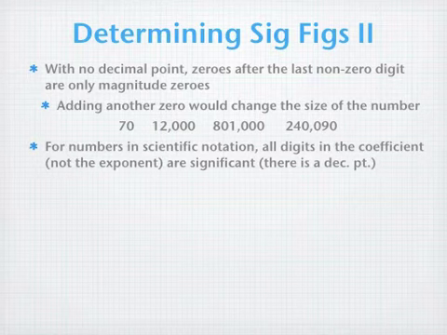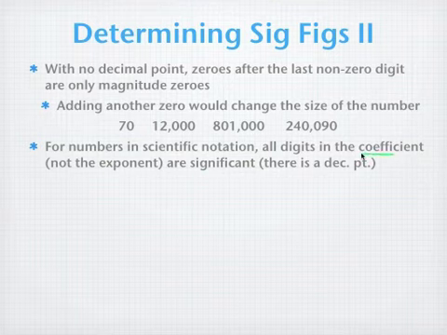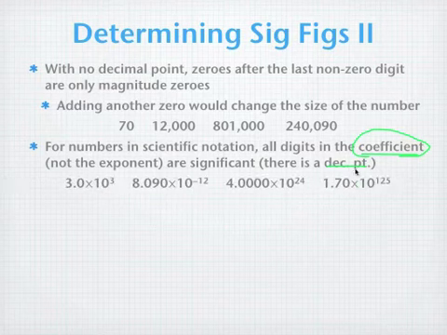Scientific notation makes things really easy. In scientific notation, all digits in the coefficient only. We're going to ignore the exponent, but all digits in the coefficient are going to be considered significant, and you'll see there is a decimal point, so it's going to help us make sense of it.